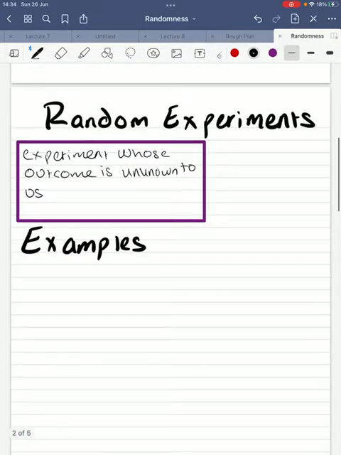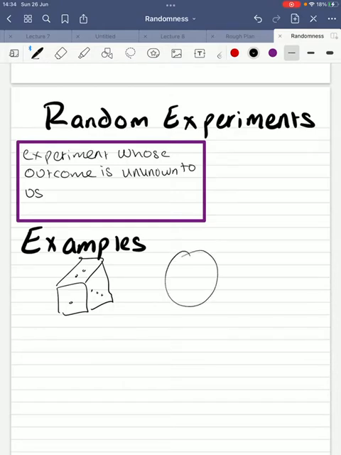A few examples, so say you roll a dice and you don't know after you roll the dice what number you get. It could be a 1, a 2 or a 3, you have no idea, that's a random experiment. However, you do know that the number will lie between 1 and 6. Say you spin a wheel, 1, 2, 3, 4, 5, 6, 7, 8. You don't know what number you get when you spin the wheel, except for the fact that it's going to be a number between 1 and 8, so you can't get a 9.